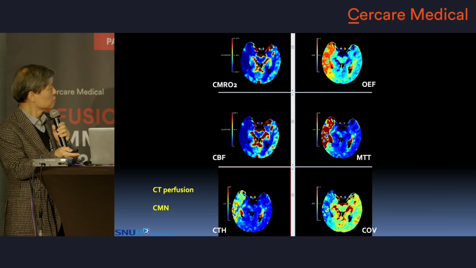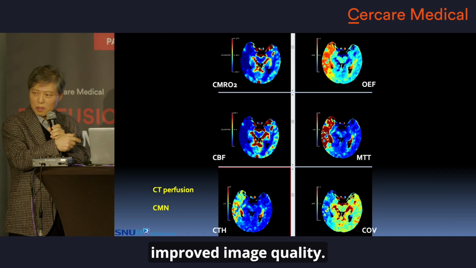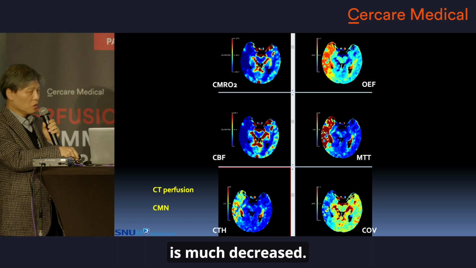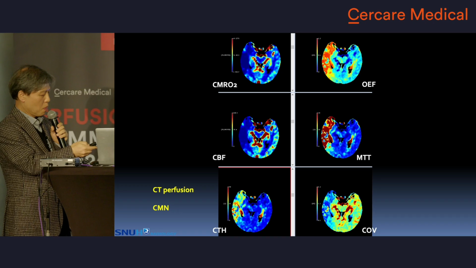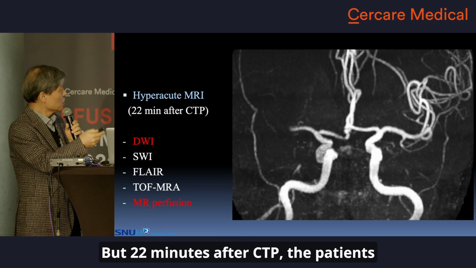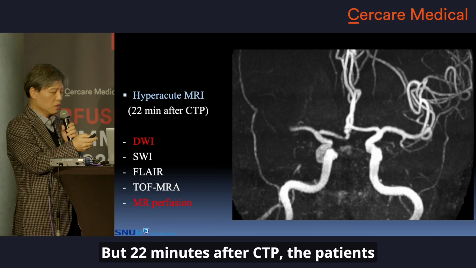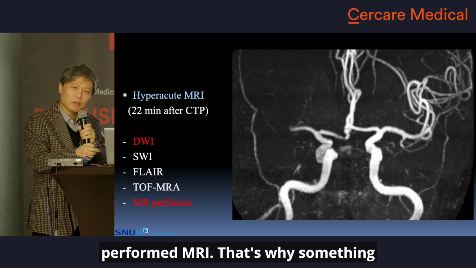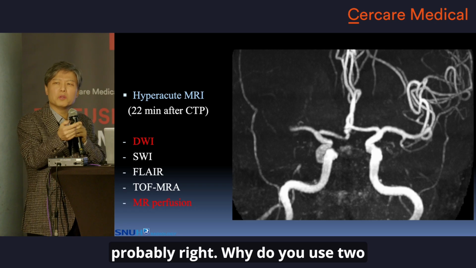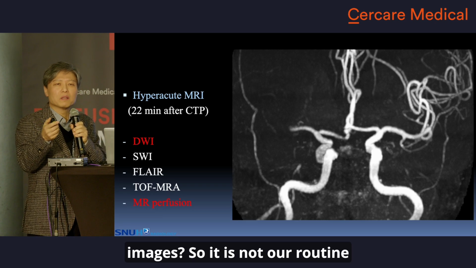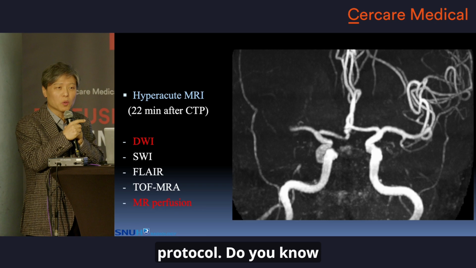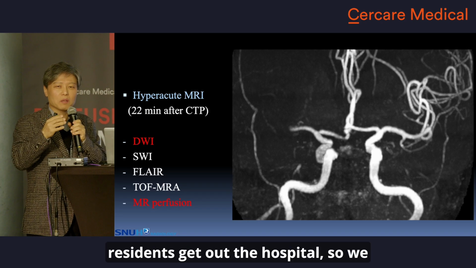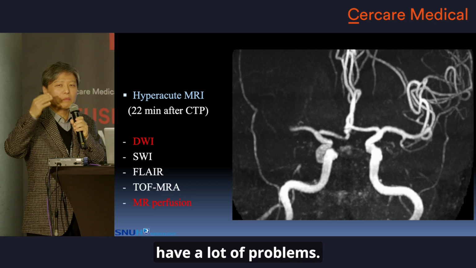the CVF threshold. This is the imaging, so the image quality is much improved. The whole right temporal area, the CBV is much decreased. But 22 minutes after CTP, the patient underwent MRI. That's a problem, right? Why do you use 2 imaging studies? It is not our routine protocol. Do you know about the Korean medical crisis? At that time, all our residents left the hospital, so we had a lot of problems.